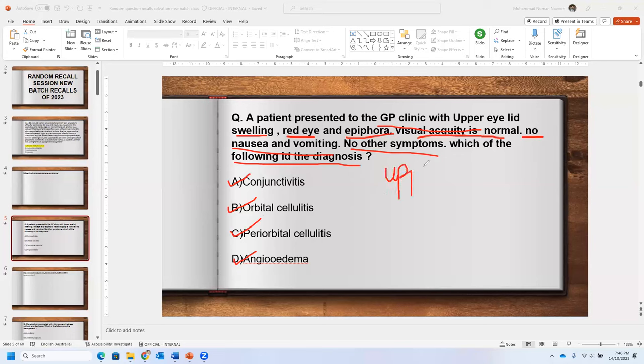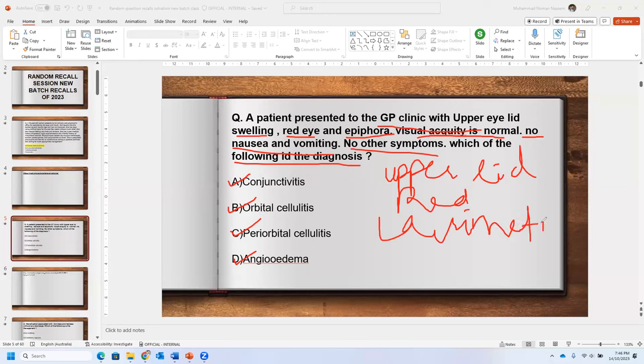There is upper lid swelling and only one eye, right? The eye is red and lacrimation is happening. There is no pain in the eye. There is no nausea, vomiting. Visual acuity is normal. What is it? Very good. This is viral conjunctivitis, guys.